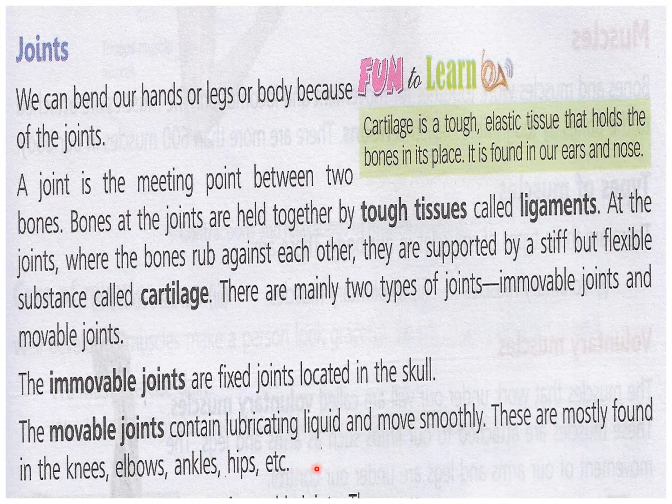So now we are going to see the movable and immovable joints and then we will read about the types of movable joints. Now we will have fun learning. We will read: cartilage is a tough elastic tissue that holds the bones in its place. It is found in our ears and nose. Now, I already told you, you can touch your ears and see what kind of tissue this cartilage is. Okay.